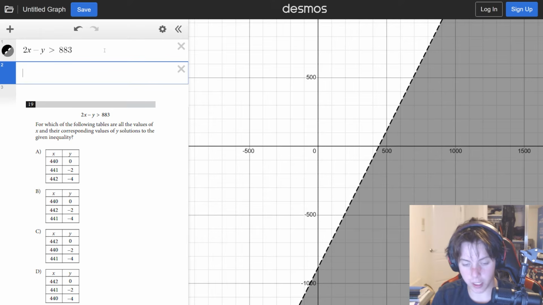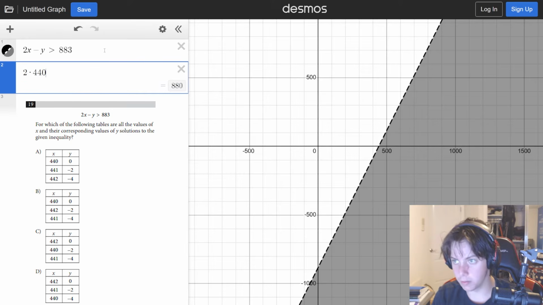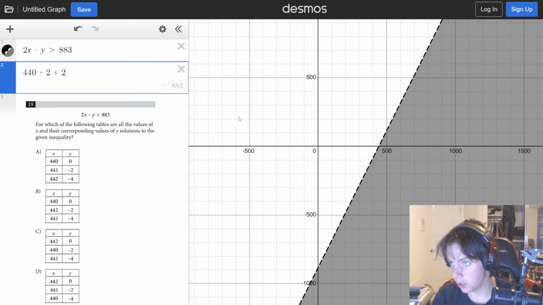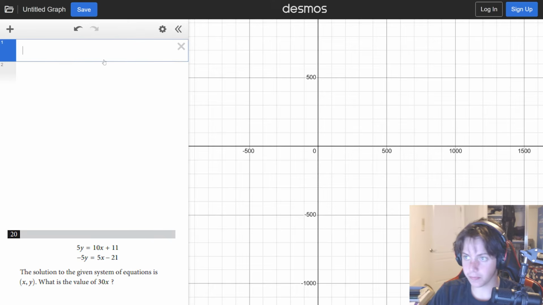So if we look at our table, 440 for A, 440 is 0. So then 2 times 440 plus 0, and that's 880. So that doesn't work right away. For B, we have the same table, so that doesn't work. So A and B are wrong. For C, we see 442. That probably does work. But 440 times 2 minus 2, or plus 2, that would work. Not work, sorry. So C is wrong. That means B is our answer.